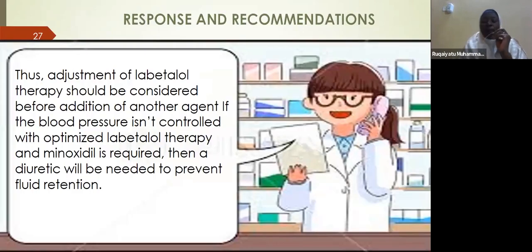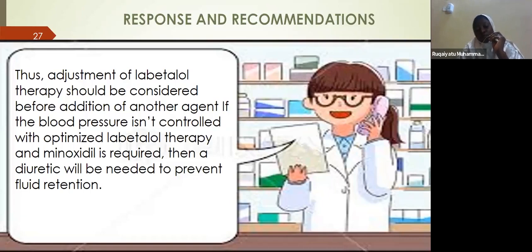So we will now recommend to the requester that before initiating or adding any antihypertensive agent to this particular regimen, there will be a need to optimize and adjust the labetalol therapy. So instead of giving it once daily, he should give it twice daily. And then if the blood pressure is not controlled with the optimized labetalol therapy, then he can now proceed to include minoxidil. However, we should also recommend that if minoxidil will be given, then a diuretic will be added to prevent fluid retention.